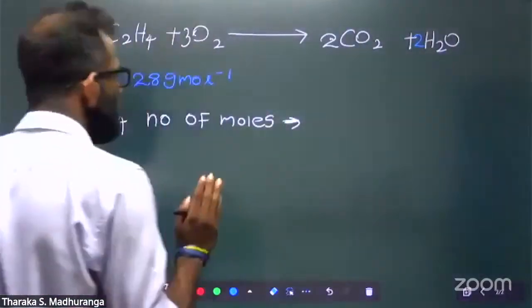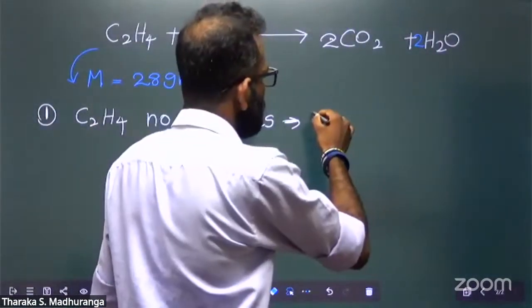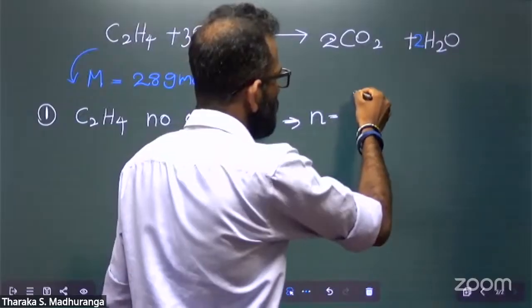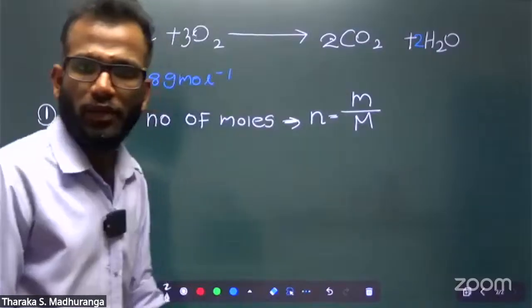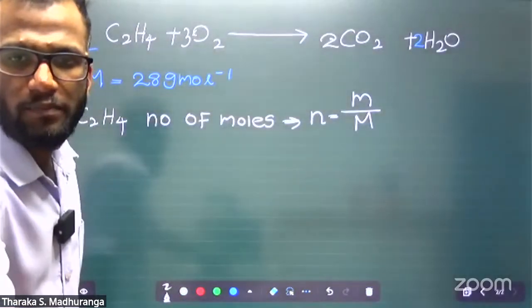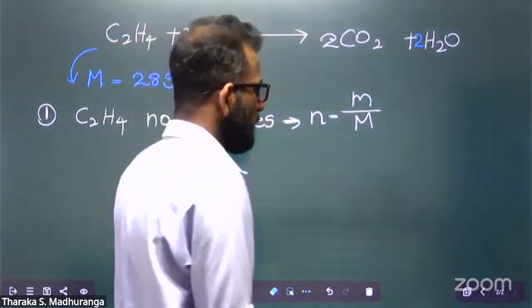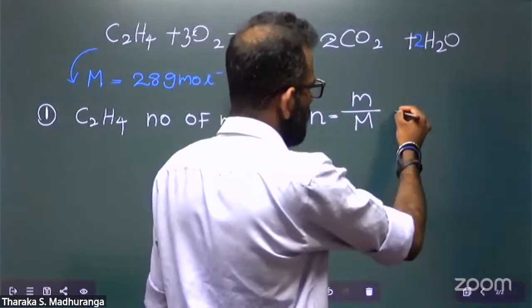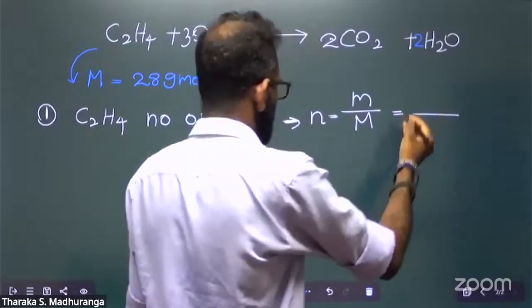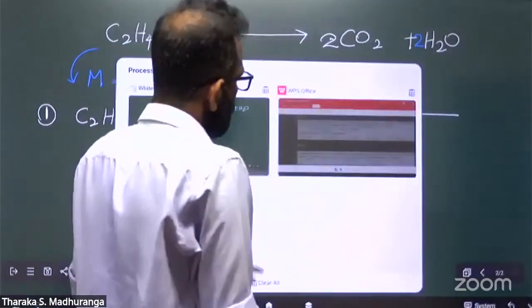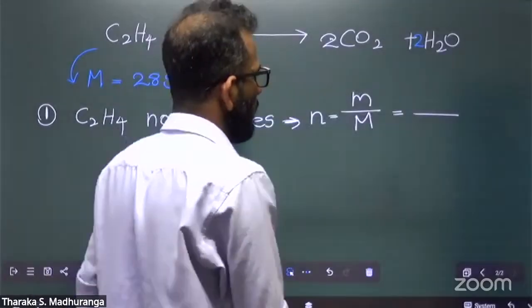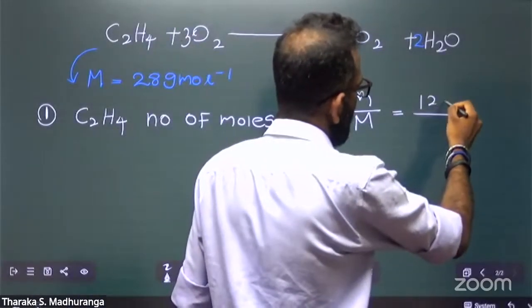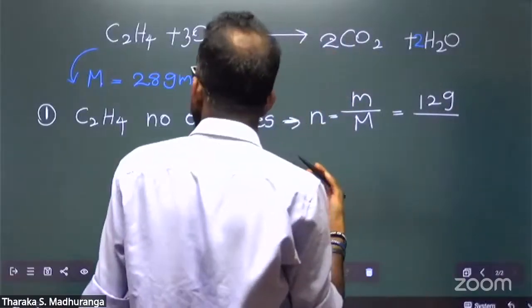Okay. I think you can remember. Then what is the number of moles? n equals mass over molar mass. Okay, good. Mass over molar mass. Okay, what is the mass of ethylene? It is 12 gram. 12 gram divided by molar mass.